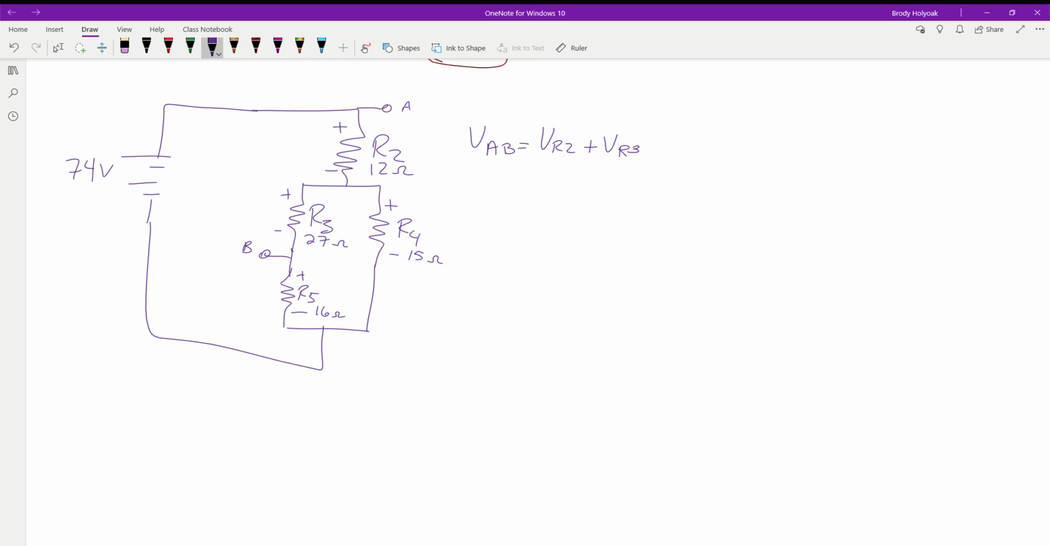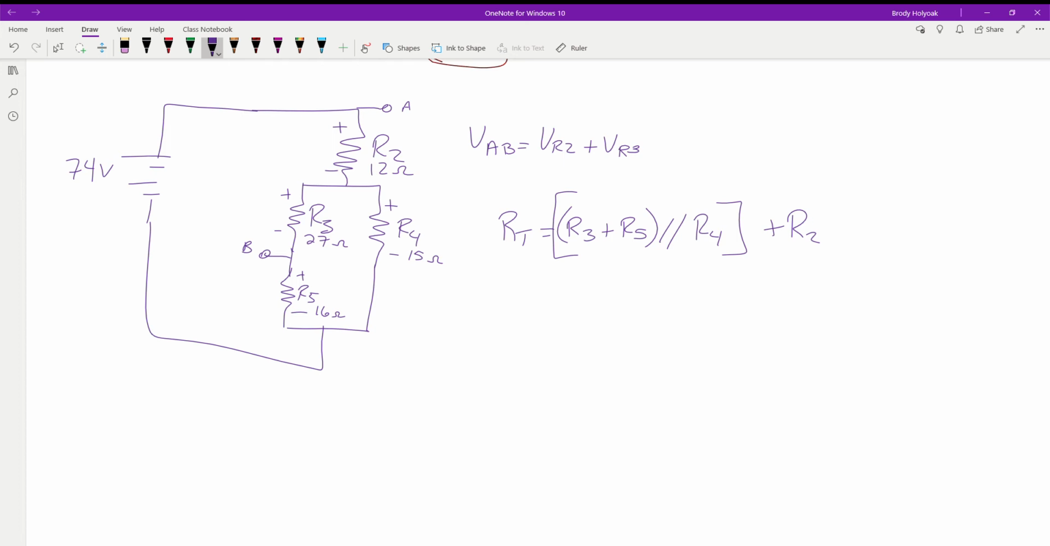So our R total in formula form is going to be equal to R3 in series with R5, these two guys, in parallel with R4 in series with R2. So that's the shorthand of what our formula is going to look like. Now we just have to do these individual steps.